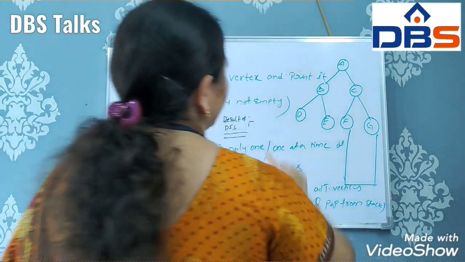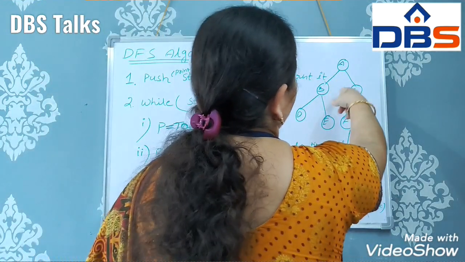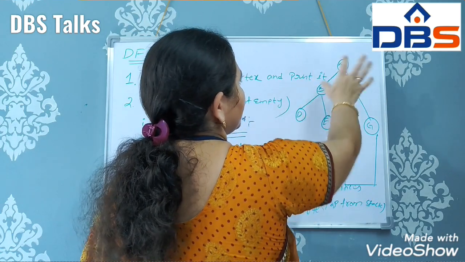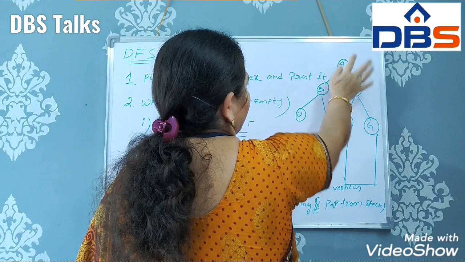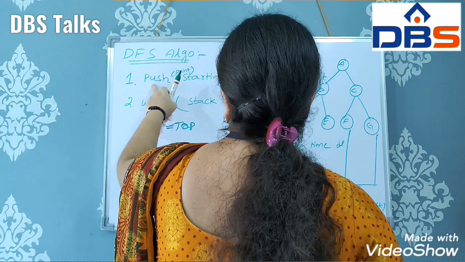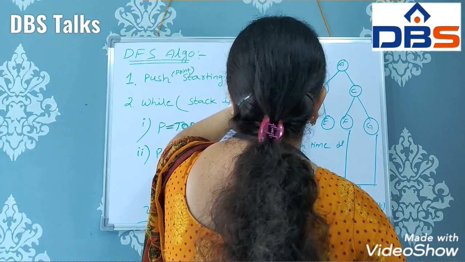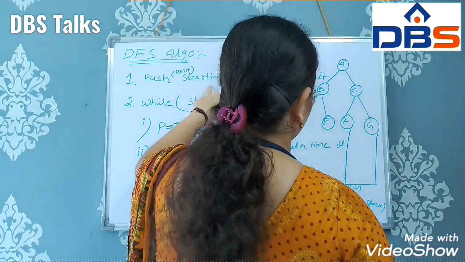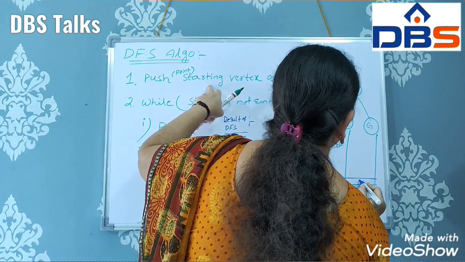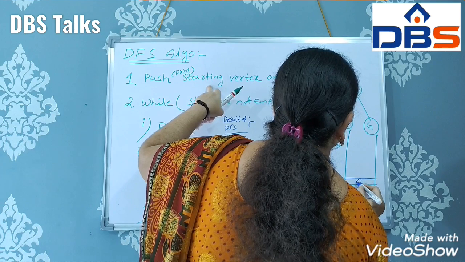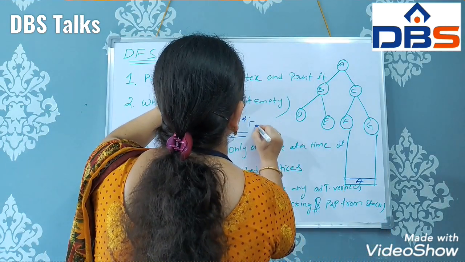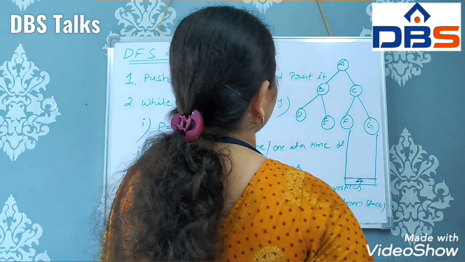Here we need to select any vertex. If it is not mentioned, we have to select any vertex. Here I am selecting A as the start. What is the first point? Push the starting vertex and print it. So the starting vertex A: push into the stack and print. Print means in the result we have to print.